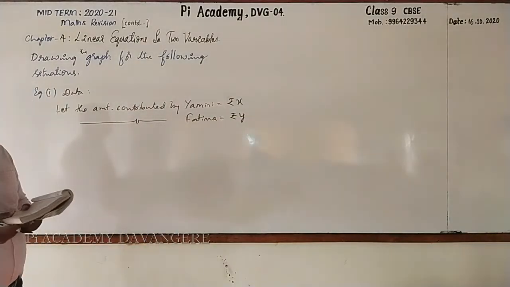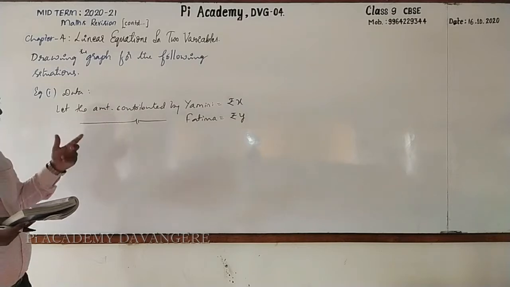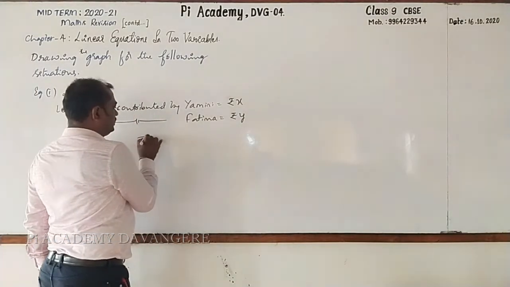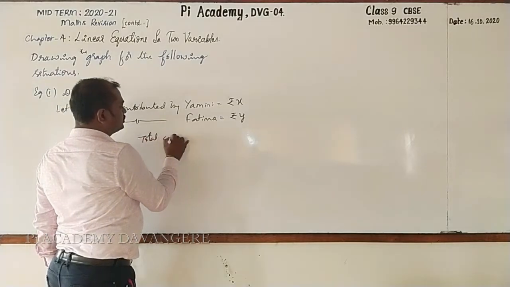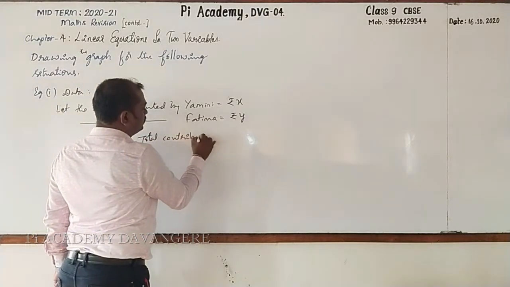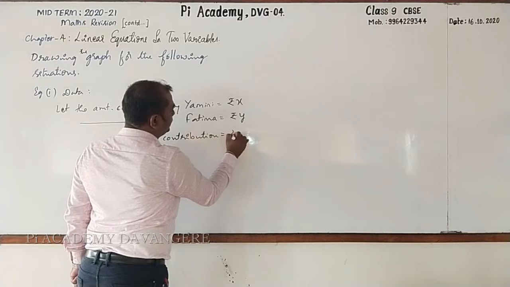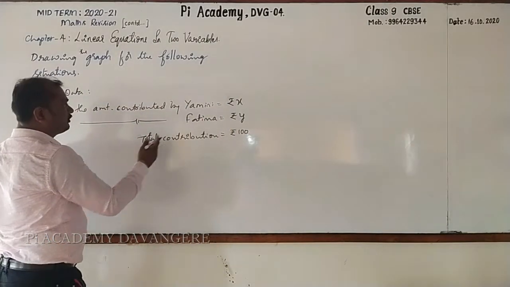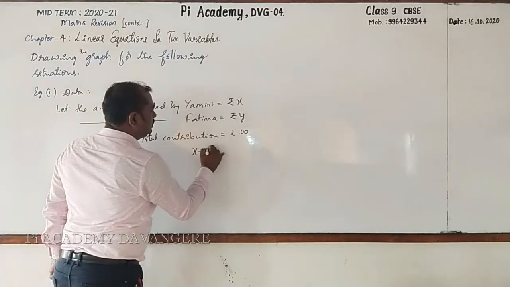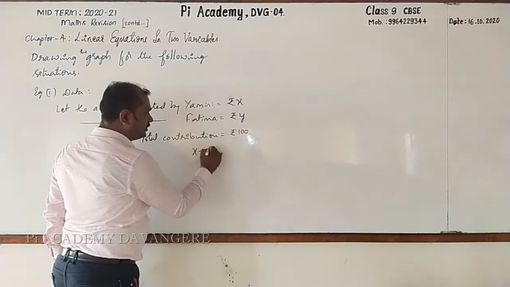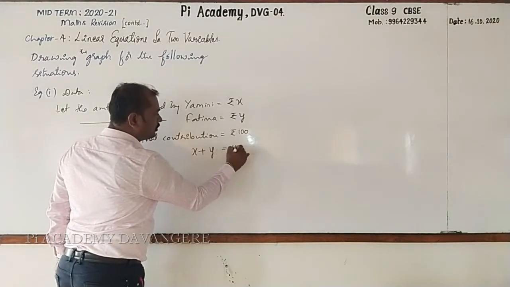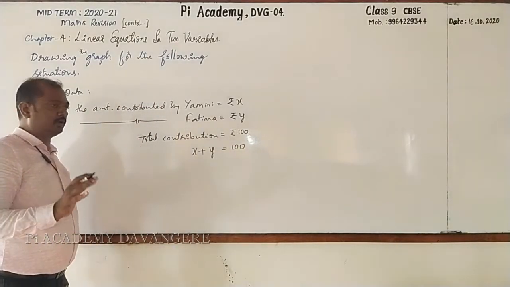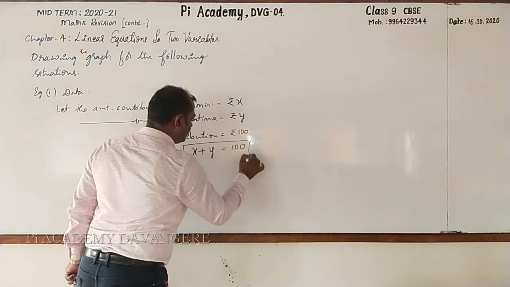What is the total amount contributed by them together? It is 100. Here I will write total contribution is rupees 100. Then from this statement we can write, amount contributed by Yamini and Fatima, that is equal to 100. X plus Y equal to 100. Followed? And this is the required equation.